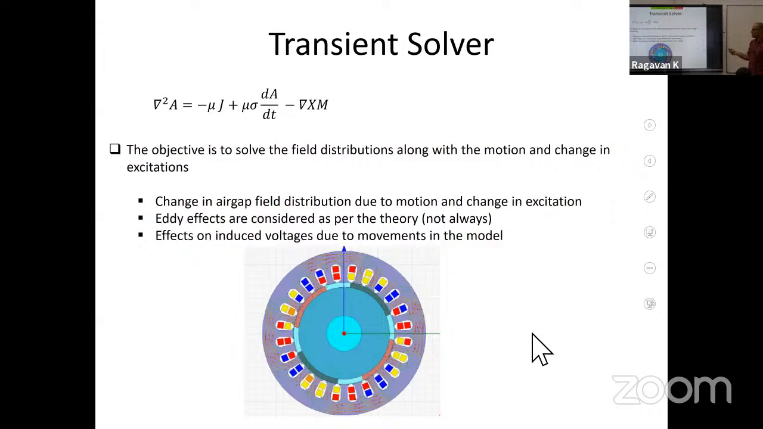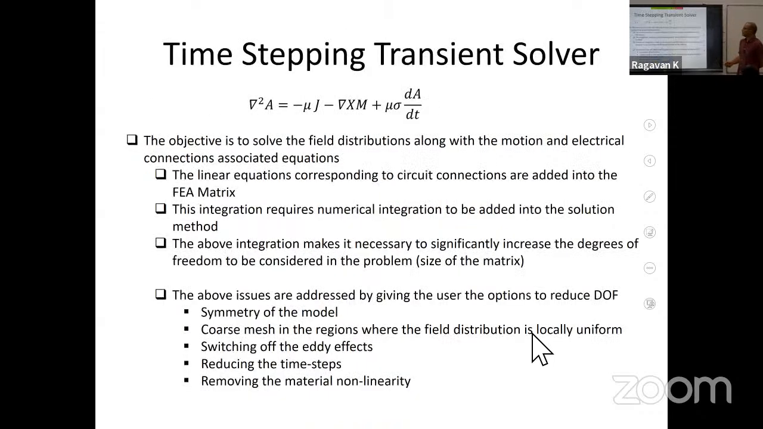Eddy effects are considered as per the theory, because there is the ∂A/∂t term, this expression involves solving for the eddy effect inside the machine, but this is not done always. I have an example to explain this. We'll go there. Also, the effects on the induced voltages due to movements are also solved in the model. Right? So more details on this transient solver.